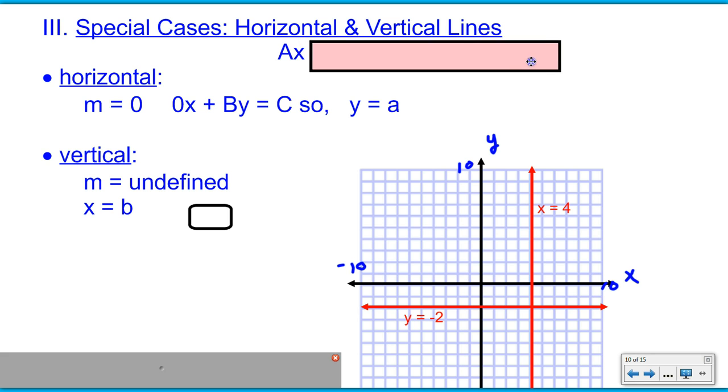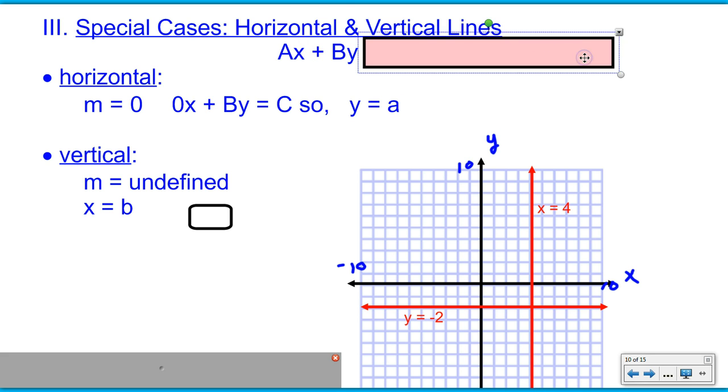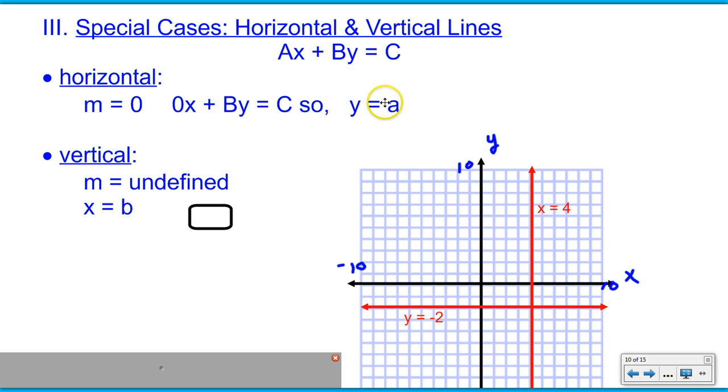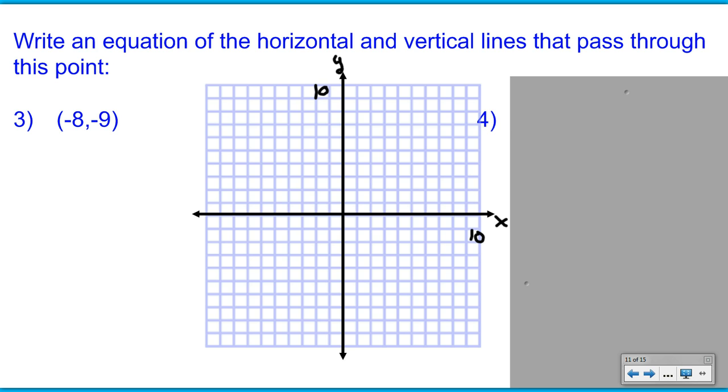AX plus BY equals C, right? So you can see that our horizontal and vertical lines look far simpler. Okay, we are asked here to write an equation of the horizontal and vertical lines that pass through this point.